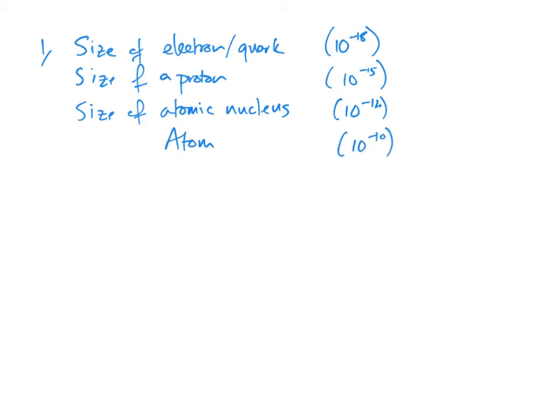Right? So atoms are around about 10 to the minus 10. Not that I would expect you to memorize that value precisely, but you should be aware that an atom is about 10,000 times, right, further across than a nucleus. Right? The difference in scale there is huge.